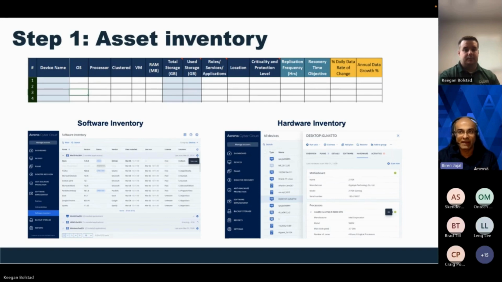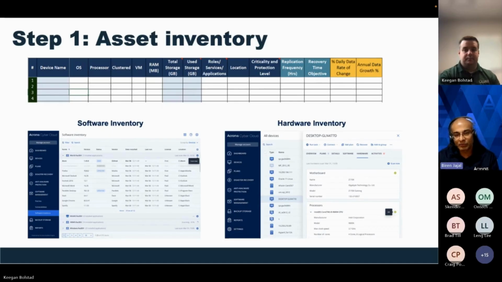The hardware inventory provides a good way to figure out your make, model, serial number, and all the specs for all your devices, and the software inventory is the complement to that, where it provides you all of the software assets that are on those specific devices, the versions, the location, the license type, and so on and so forth. So just getting that asset inventory.